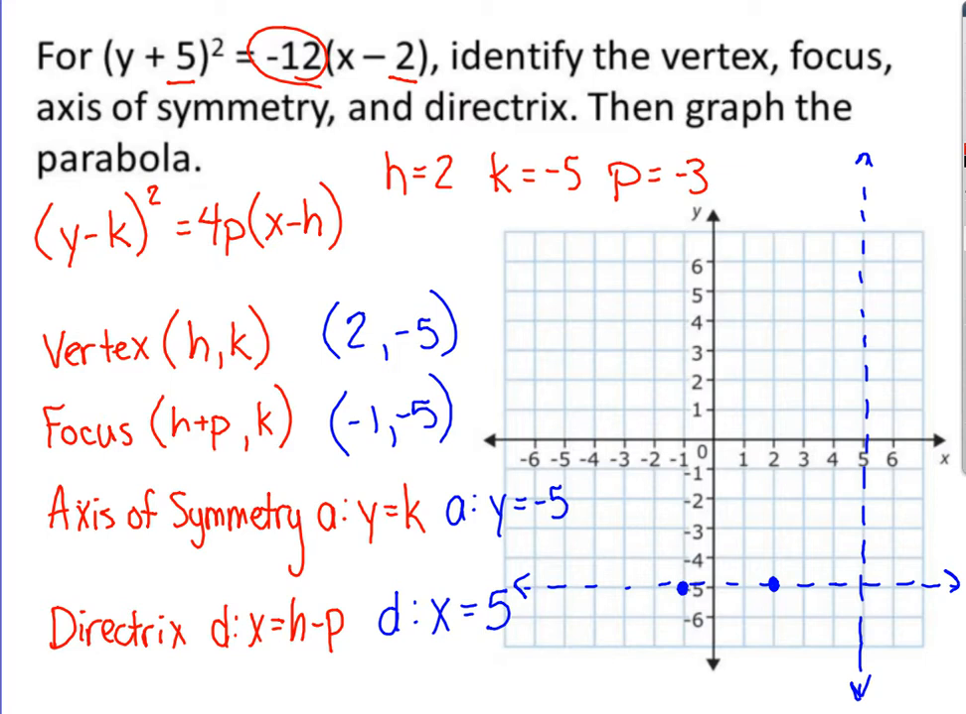You start at the vertex, you go away from the directrix towards the focus, and make your parabola shape. Again, for right now, I just want you to know what the general shape is. We'll deal with finding exact points later, but right now I just want you to have the general shape, which direction is opening. But you should have your axis of symmetry, your directrix, your focus, and your vertex plotted, and then make this shape.